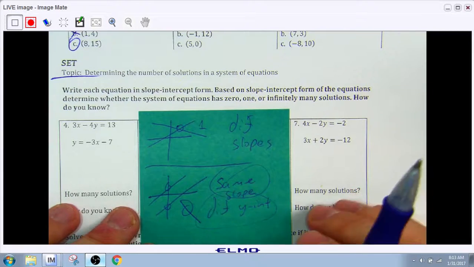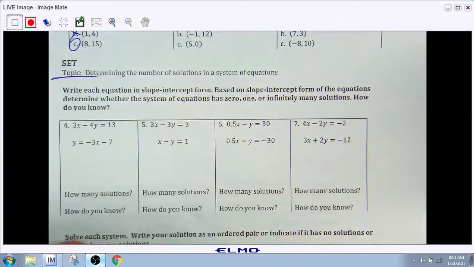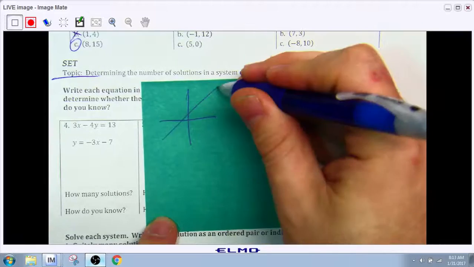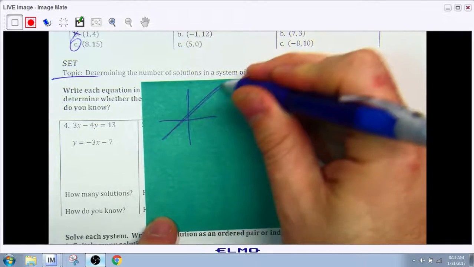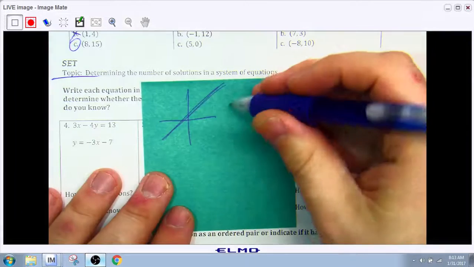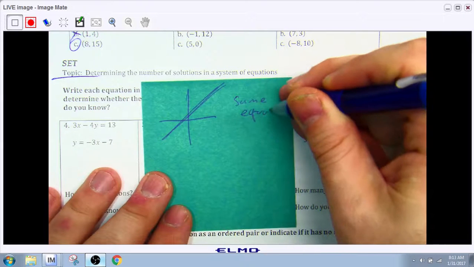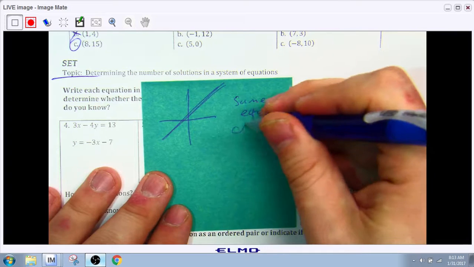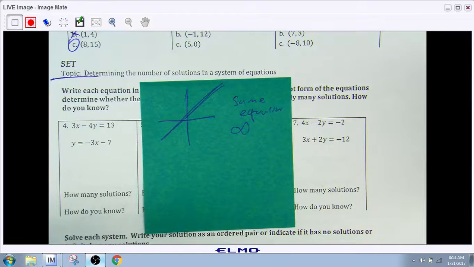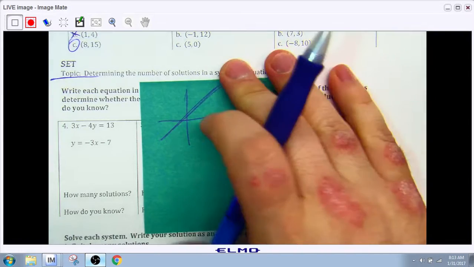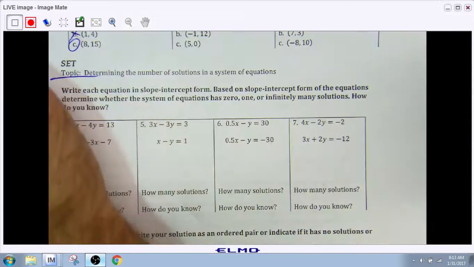And then finally, the third thing that could happen is we can have a situation where we have 2 lines that happen to be the same line. So it's like one line right on top of the other. So this is the same equation for 2 lines, and that means there is an infinite number of solutions. So this would have to be the same slope and the same y-intercept. So let's go ahead and do this problem here and see what's up.